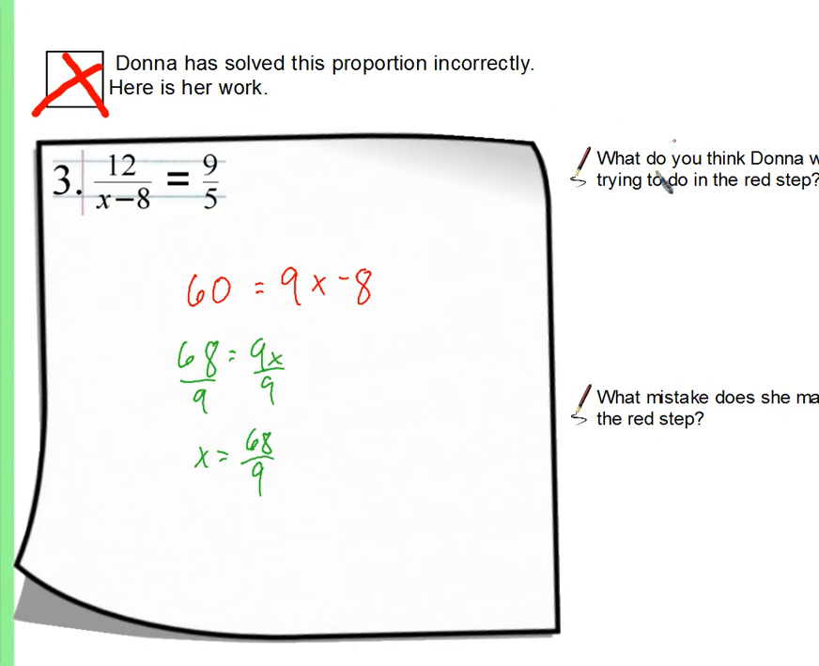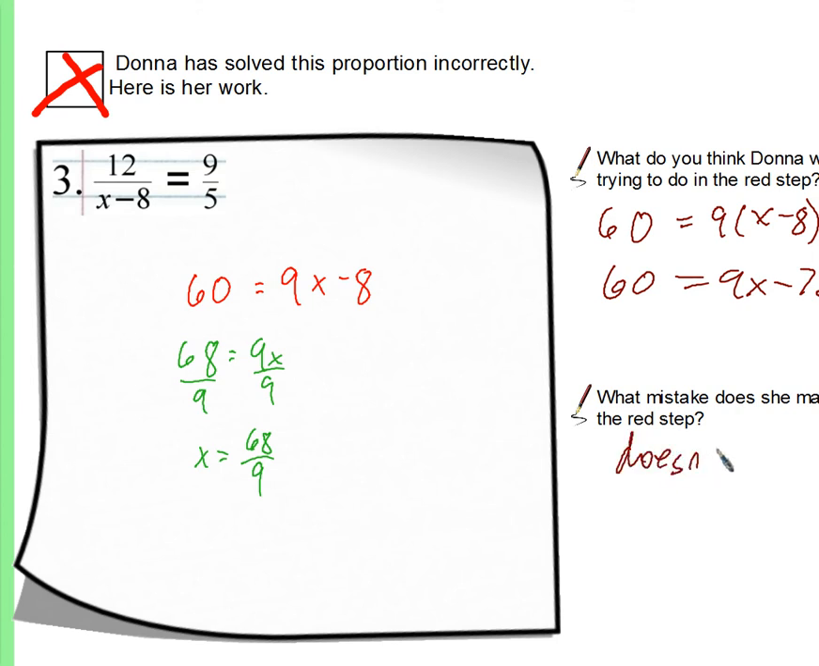Okay, so here's Donna. What do you think Donna was trying to do in red? So you hit the nail on the head. I think what she was trying to do was cross multiply, right, Ashley? Cross multiply, but she didn't remember to distribute, so she'd get 60 equals 9x minus 72. What mistake did she make? She doesn't distribute.